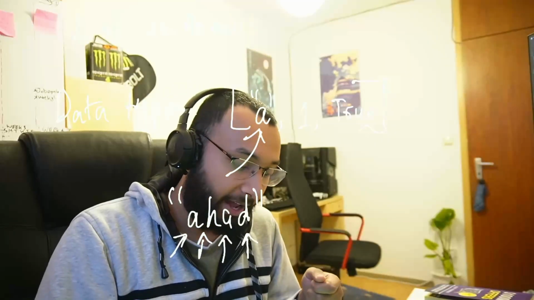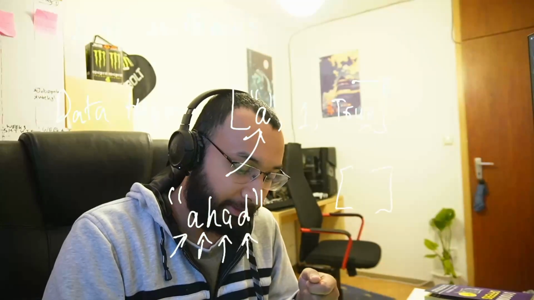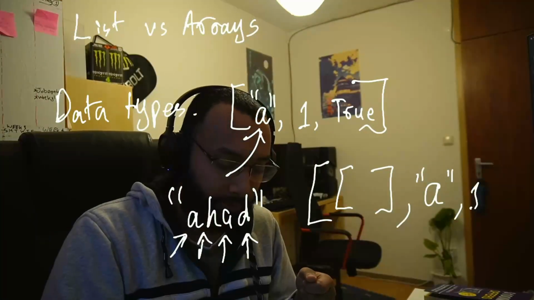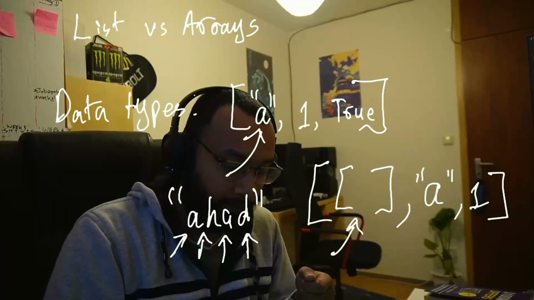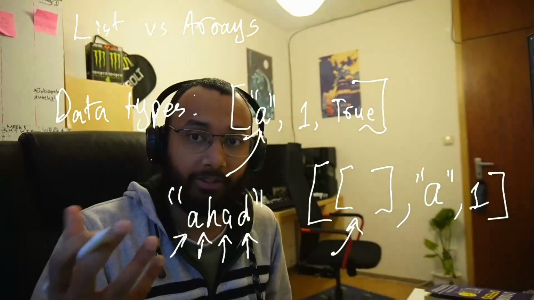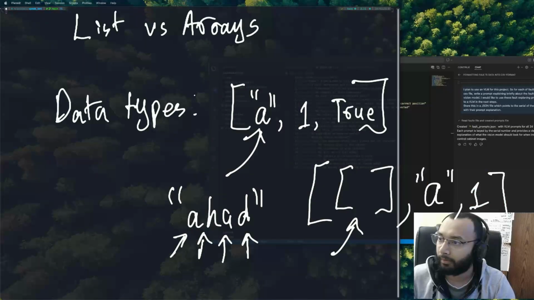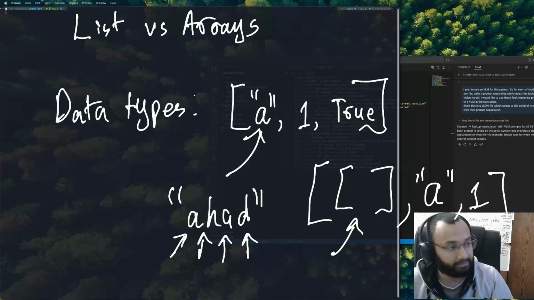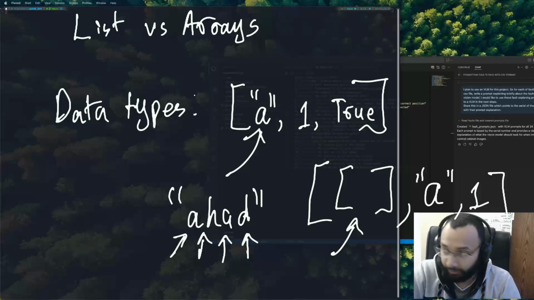You can also have lists within a list. This is just an example, but the first element of this list is itself actually a list. So lists can store lists within that list. That's what I'm trying to make you understand.